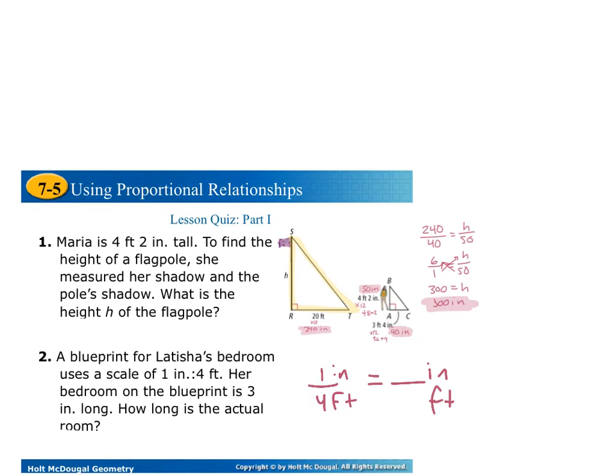It tells us that the blueprint is 3 inches long. Is that going to go on the top or on the bottom? The inch is on the top. And what can go on the bottom? x, because that's what we're trying to find. Now how do we solve for x? Cross multiply. So we get x is equal to 12 what? 12 feet. Since x was in front of feet, the answer has to be feet.